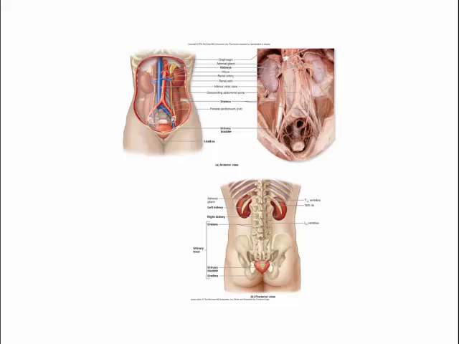This is a review of urinary system anatomy. Here you can see the organs of the urinary system. This system includes right and left kidneys, right and left ureters, a single urinary bladder, and a single urethra. The kidneys are partially protected by the inferiormost ribs and are retroperitoneal. The ureters, urinary bladder, and urethra form the urinary tract.